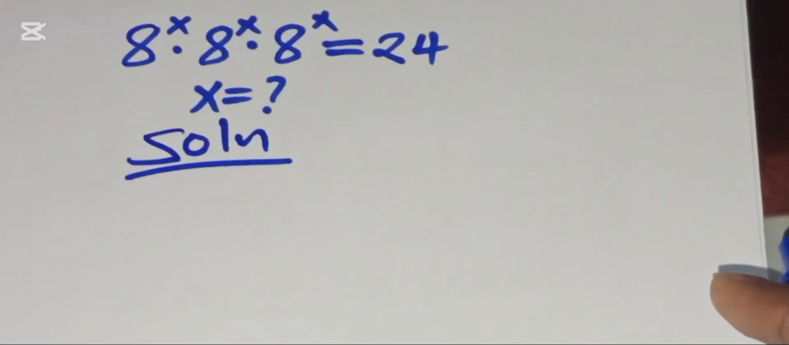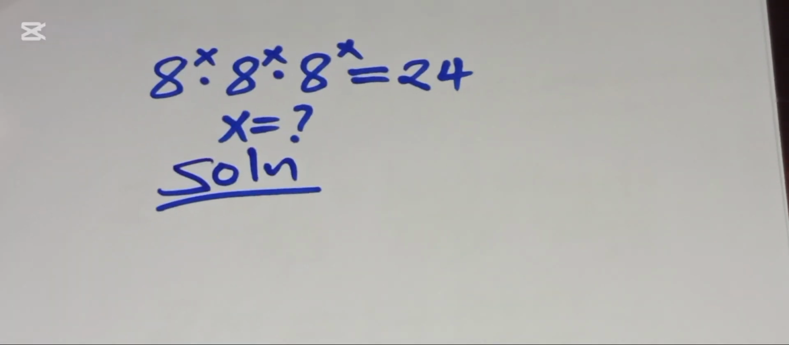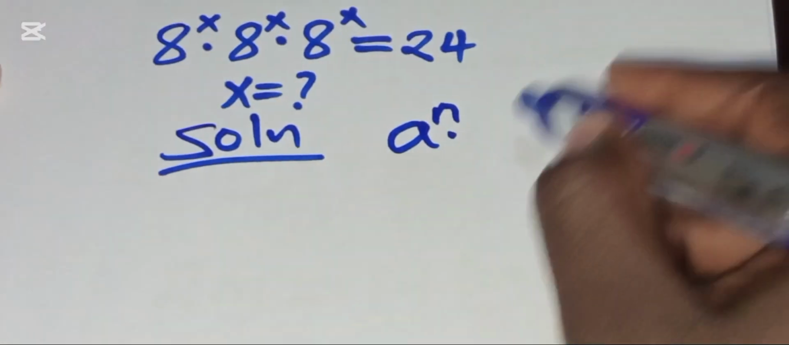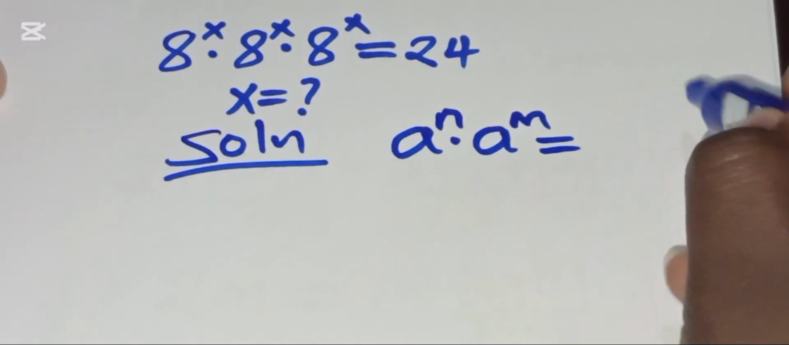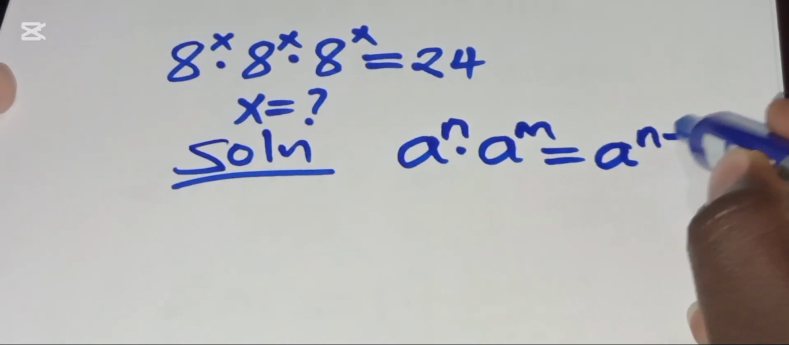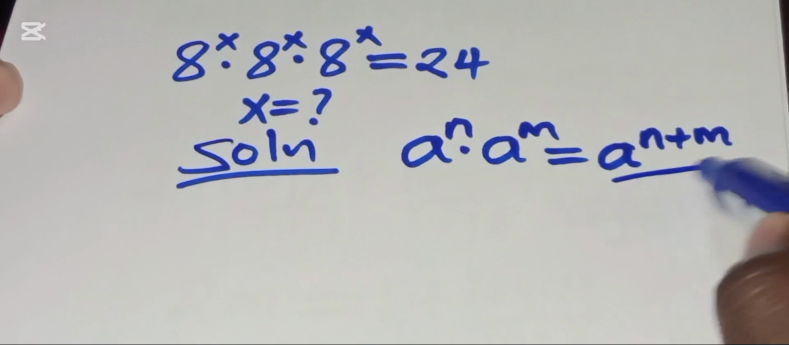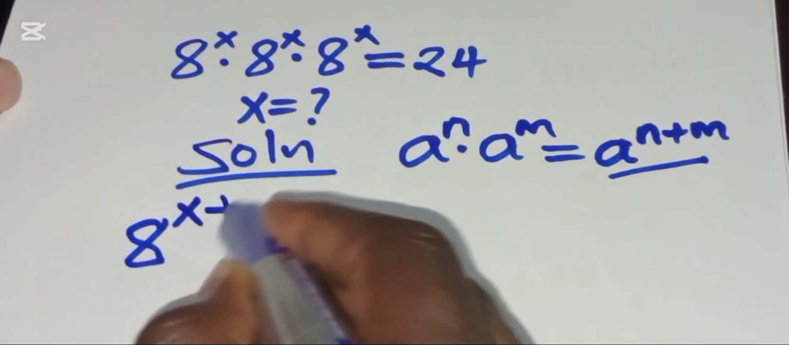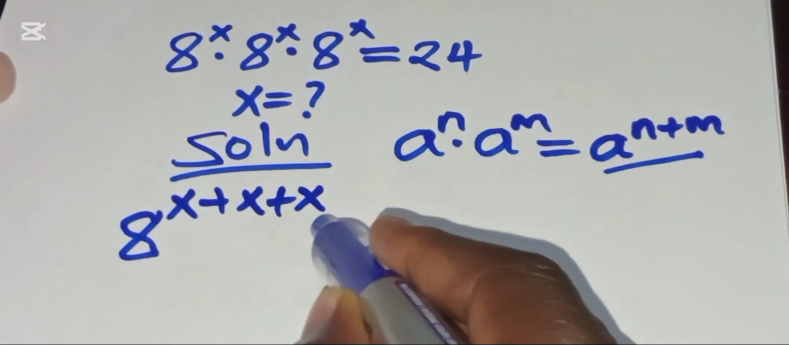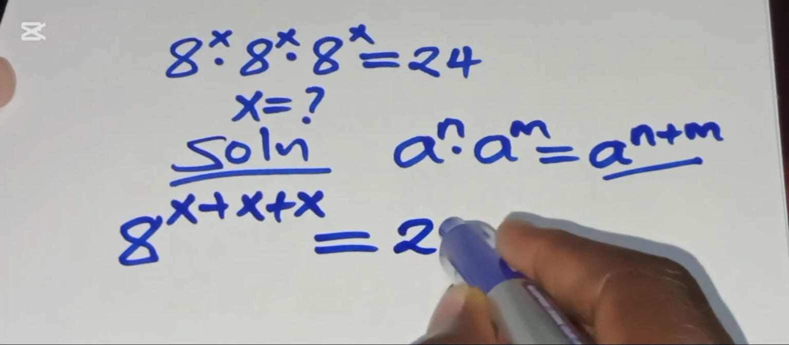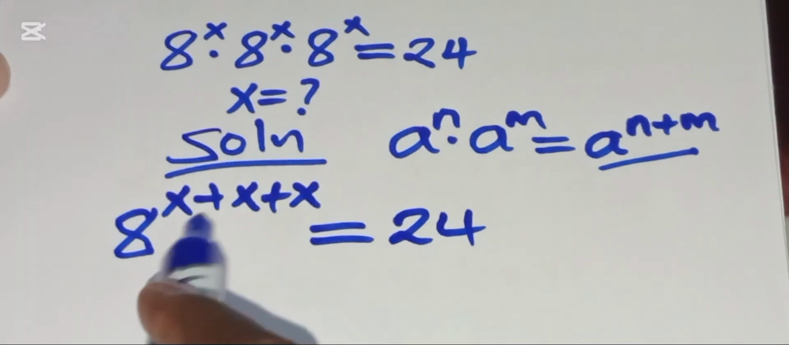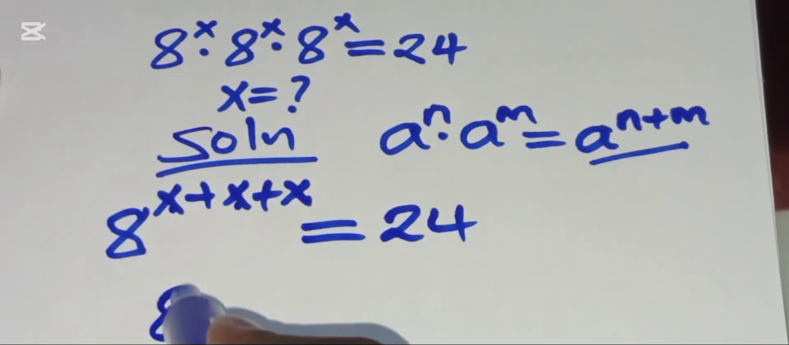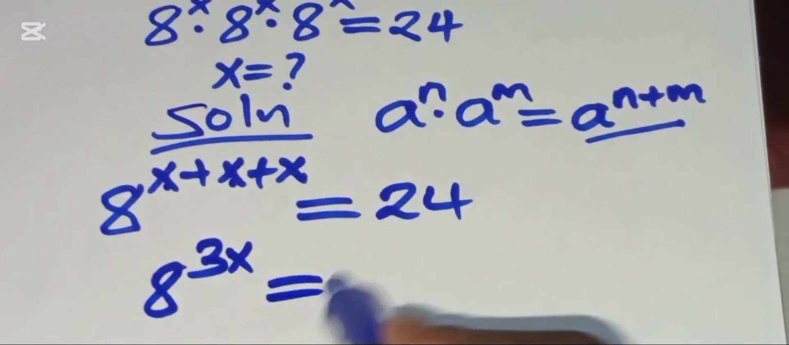Now from what we have here, 8 raised to power x multiplied by 8 raised to power x multiplied by 8 raised to power x, this is in the form of a raised to power n multiplied by a raised to power m, which we can transform as a raised to power n plus m. So let's transform it in this form. We're going to have 8 raised to power x plus x plus x, which is equal to 24. Okay, so we're going just to do some addition here. x plus x plus x gives 8 raised to power 3x, which is equal to 24.